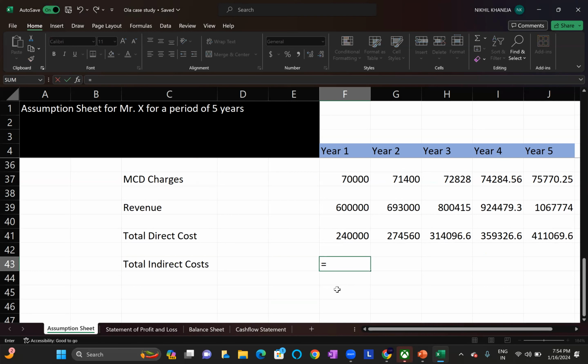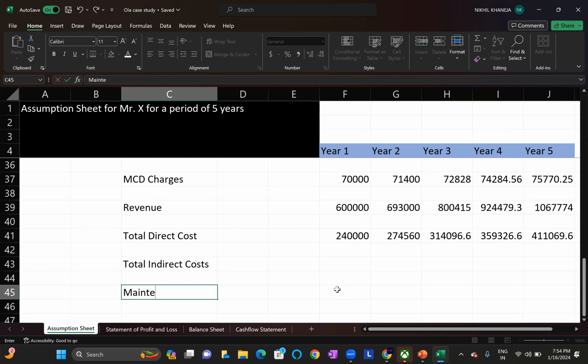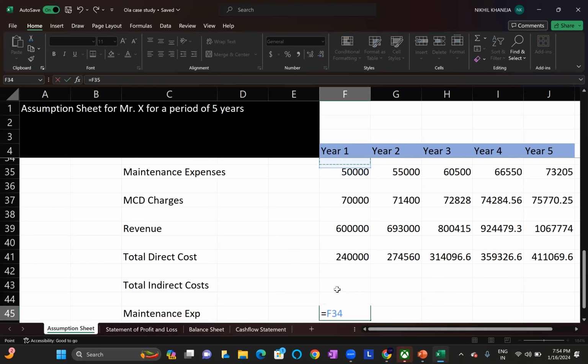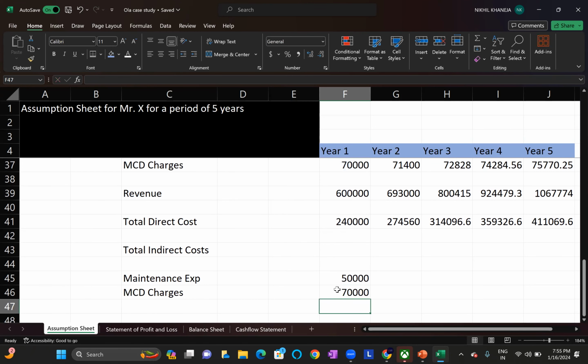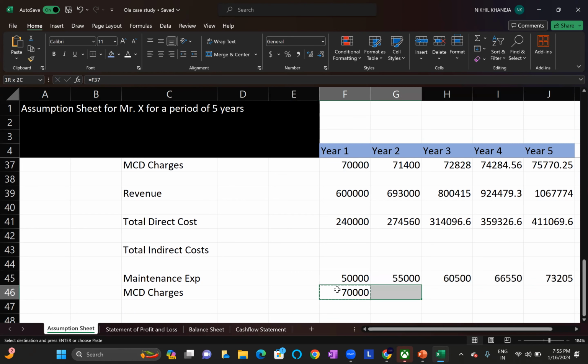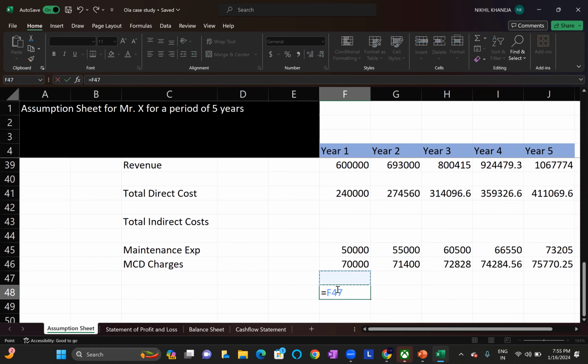There are two indirect costs. One is maintenance expense and the other is MCD charges. I'll just link up these two expenses from above. One is maintenance and the other is MCD charges. Control C, drag it for the remaining years. So this is my total indirect cost.